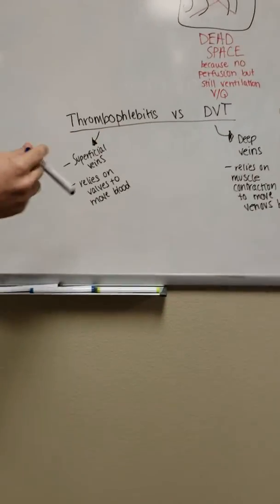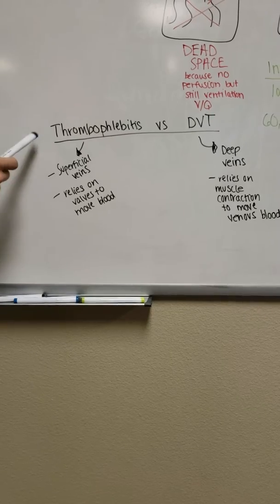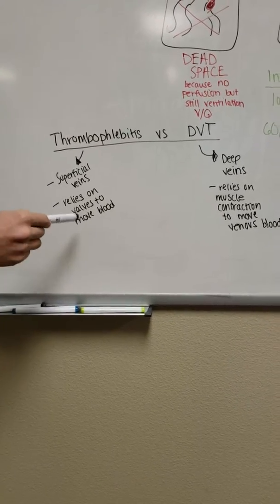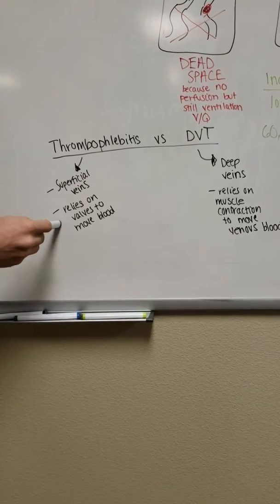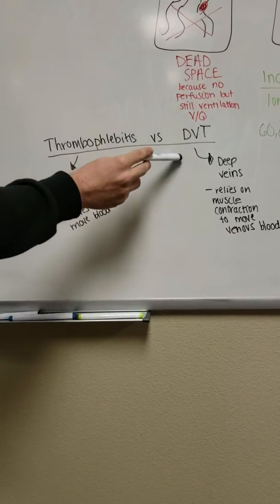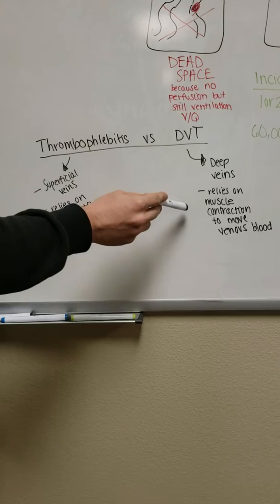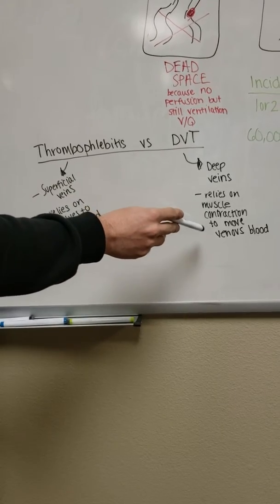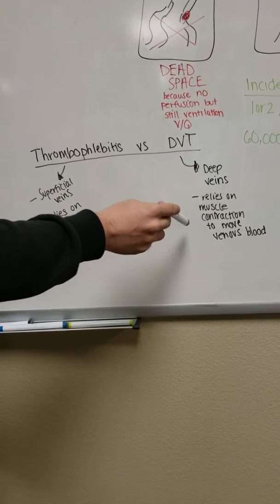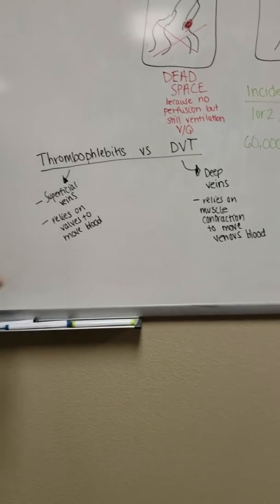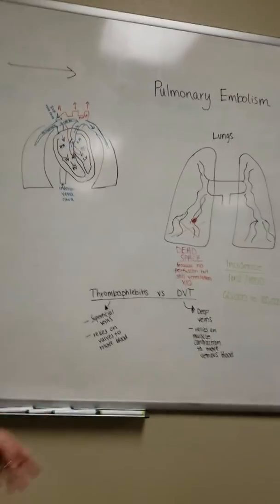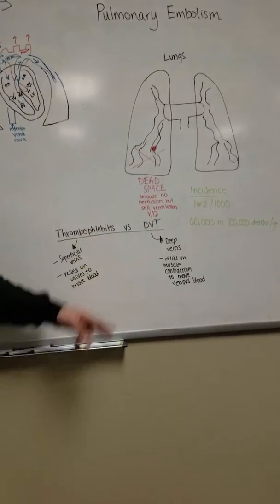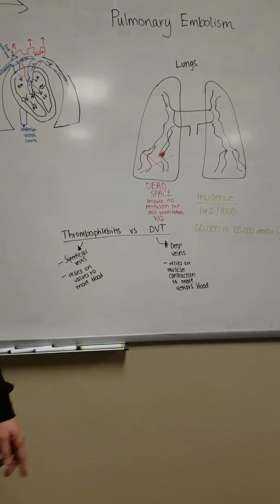Just to compare thrombophlebitis and DVT, thrombophlebitis only occurs in the superficial veins, and the superficial veins rely on the valves to move blood, whereas a DVT, which is in the deep system, relies on muscle contraction to move the venous blood, which is why there's a higher incidence of this breaking loose, and it is a lot more serious. A lot of the time DVT cannot be recognized. The individual doesn't even know that they have it.